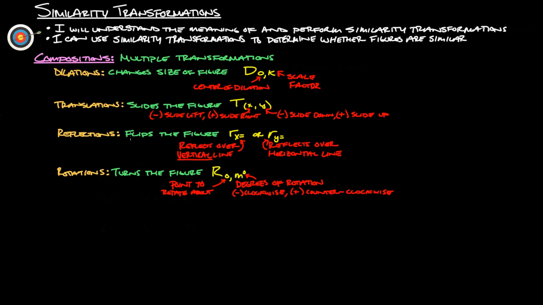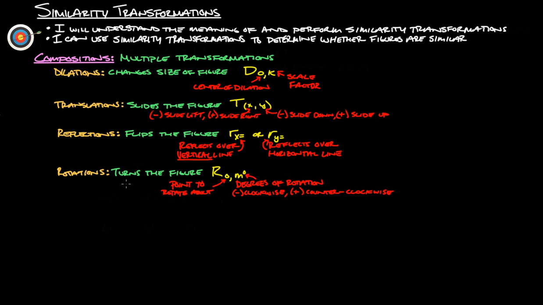Reflections are where you flip the figure over. If it's reflecting about the line X equals, if you'll remember, X is a vertical line. So when you see X, you go straight up and down. And then reflection about Y equals reflects over a horizontal line. An easy way to remember that is if you take this Y and you rotate it around, it actually turns into an H. So that's horizontal. That's one little trick to remember that.